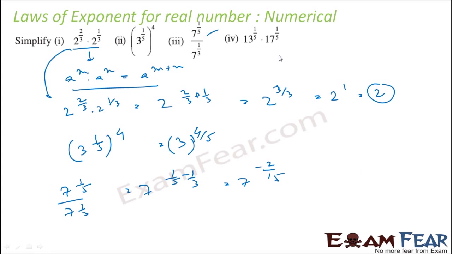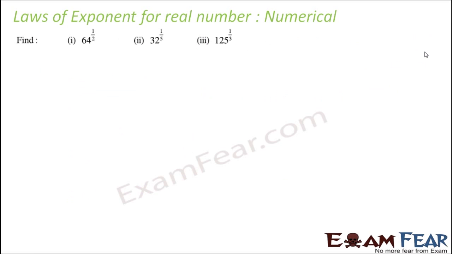Let's take this. Here 13 and 17, the power 1/5 is common. So I can write this as (13 into 17)^(1/5). That is nothing but 221^(1/5). Okay. So we are just using the formulas we learned. 64^(1/2), see, to solve this is nothing but root 64. And this, we know, is 8. 8 into 8 is 64.